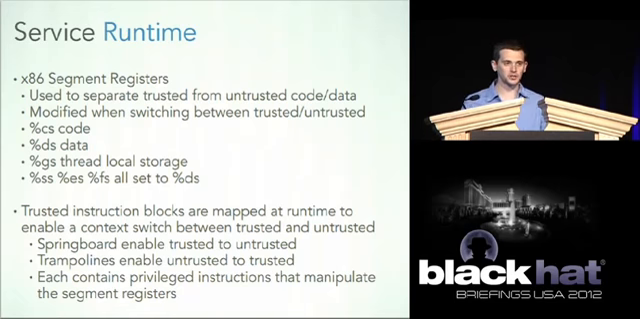When we need to switch from untrusted to trusted code, we need to use trusted instructions to do that. And that's done through two things. Springboards, which enable a context switch from trusted to untrusted, and trampolines, which enable a context switch from untrusted to trusted. Each of them is going to contain privileged instructions just by their very nature, right? In order to change those segment registers, we need trusted instructions to do it. So at runtime, these chunks of code get mapped in automatically by the service runtime.